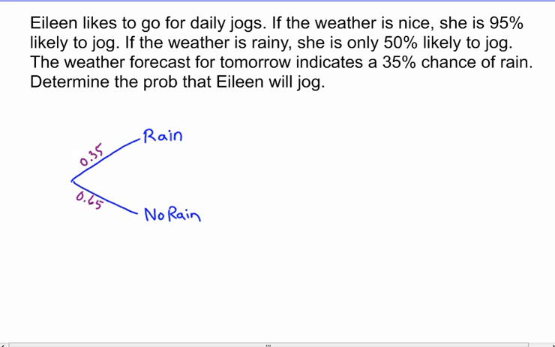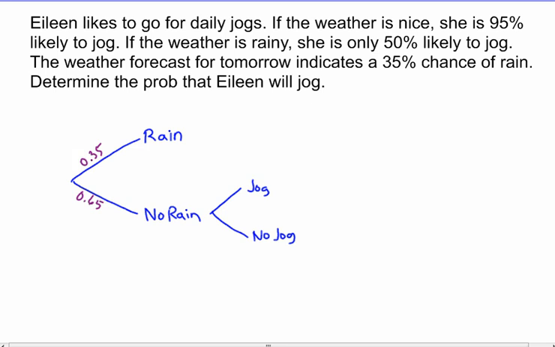Okay, now let's go back. Let's look at where it rains. Let's go to nice first. If the weather is nice, so that's no rain, she is 95% likely to jog. So we have jog and no jog. They're dependent events, each one depends on the last.